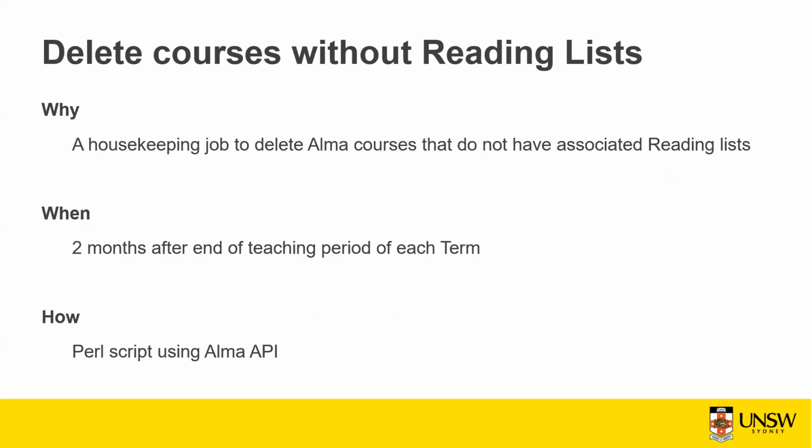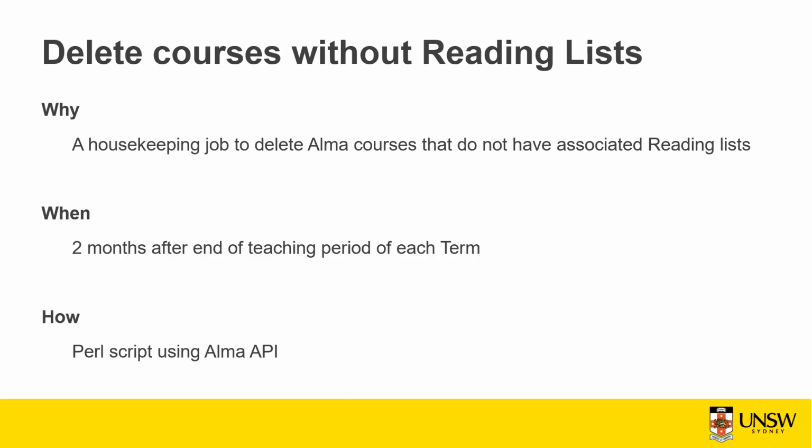Okay, the second job is a housekeeping job to delete Alma courses that do not have any associated reading lists. There are two reasons for doing this. The first reason is to reduce the number of courses in Alma and improve the performance. And the second reason is that it will make it faster and easier for library staff to find a course in Alma and for the users to find a course in Leganto. We perform this task 2 months after the end of the teaching period of each term. So that's 60 days after the end of the teaching period.